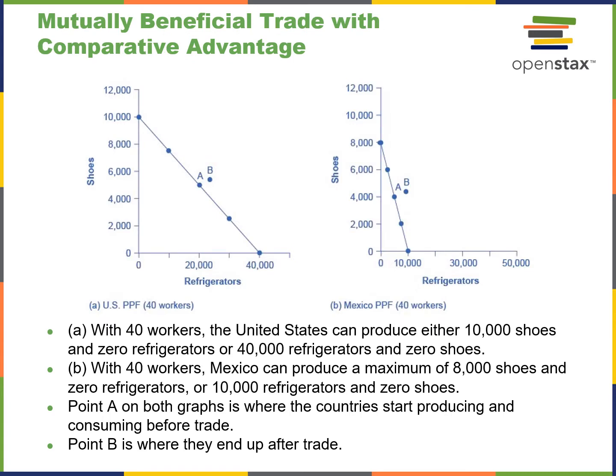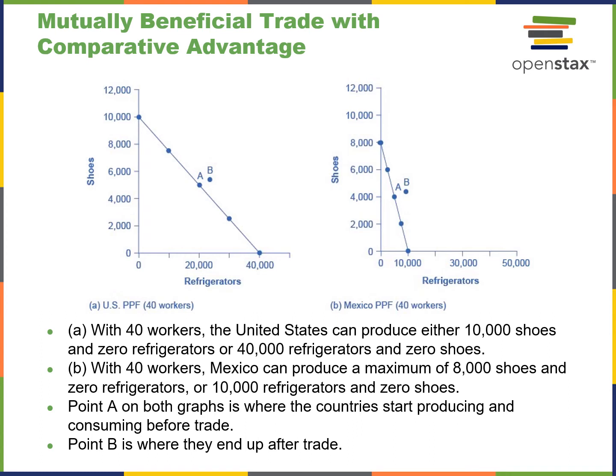Mutually beneficial trade with comparative advantage. So we talk about maybe the U.S. PPF with 40 workers against Mexico with the same. And so these are the production possibility curves, and you see the units at different slopes.